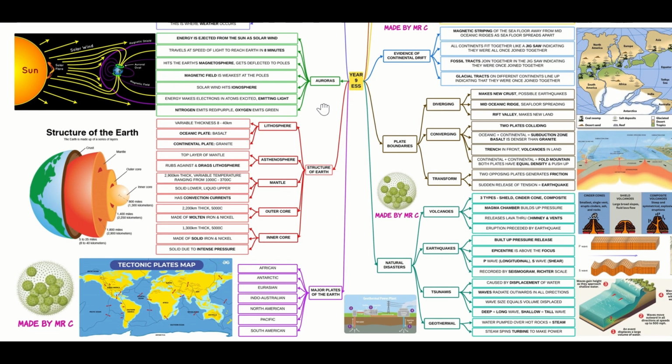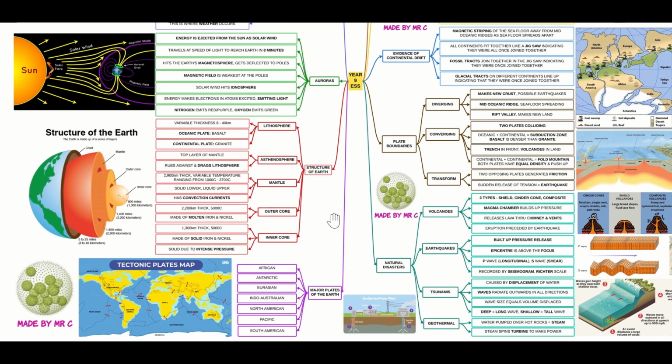Next up, we've got the structure of the Earth. We'll start in at the center. We've got the inner core, which is 1,300 kilometers thick. It's made of solid iron and nickel, and it's solid due to the intense pressure. Next, we've got the outer core, which is about 2.2 thousand kilometers thick at 5,000 degrees Celsius. It's made of molten iron and nickel.